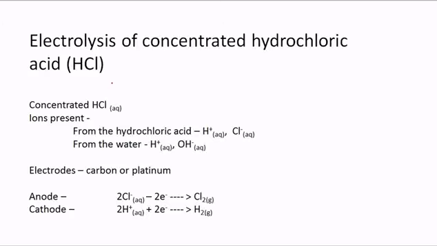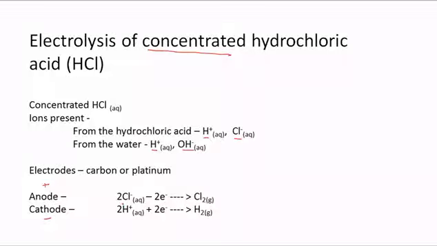Now, this next example is electrolysis of concentrated hydrochloric acid. The ions present in the hydrochloric acid are H+ ions and Cl- ions. And from the water we have H+ and OH-. So the anode is positive and the cathode is negative. At the anode we expect the negative ions to move towards it, so we have Cl- and OH- moving towards it. But because it is concentrated hydrochloric acid, the chloride ions are what are going to be discharged.